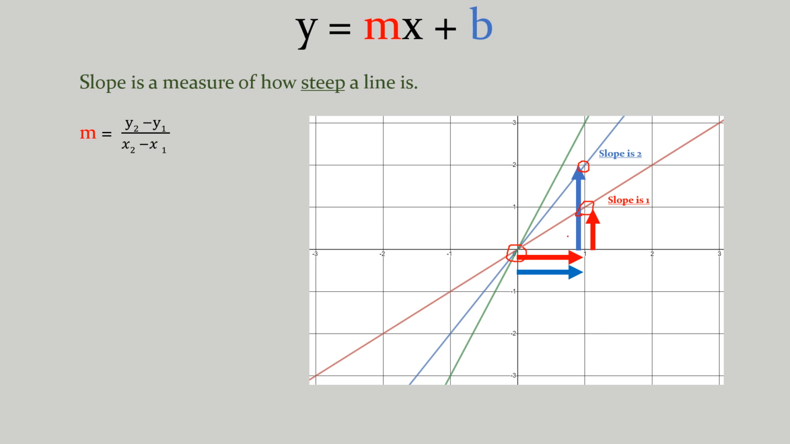For the green line, I'm going to start off again at 0, 0. I'm going to go up to the point 1, 3. For this one, I go to the right by 1, up by 3. 3 divided by 1 is just 3, and so my slope is 3.